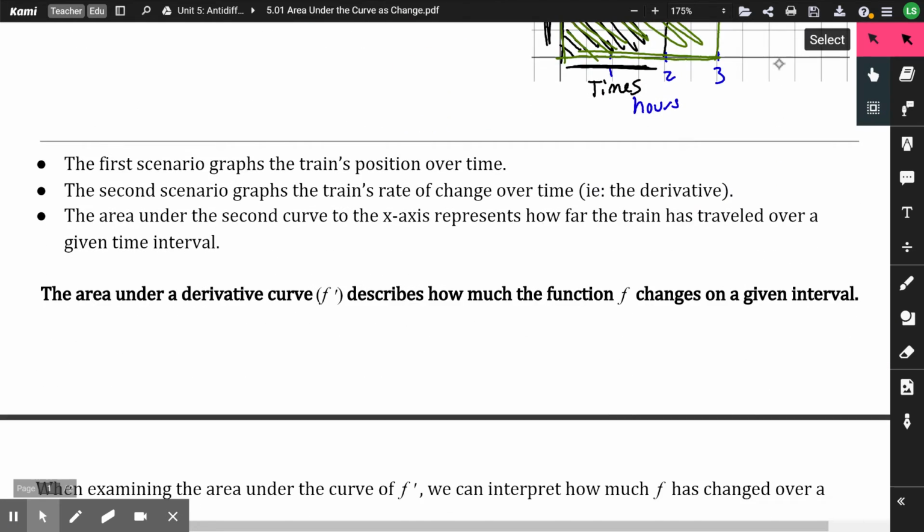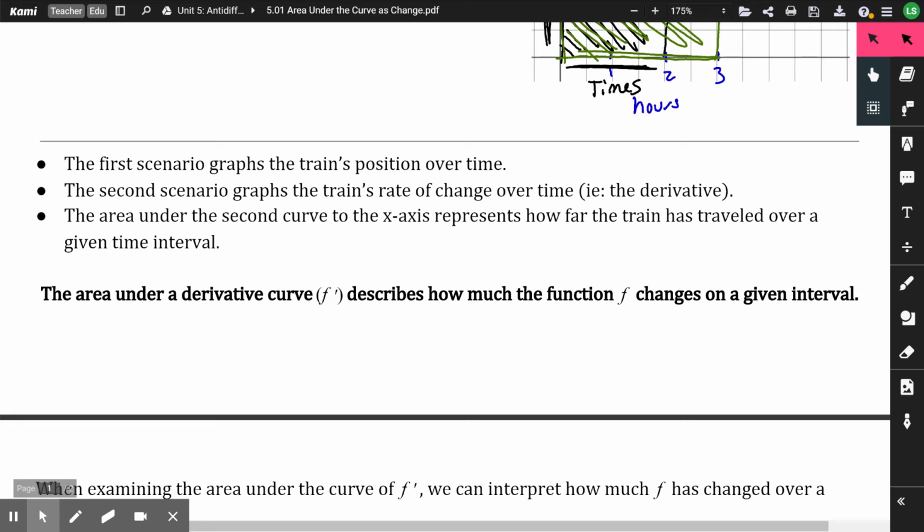So what does this mean for us? That first scenario graphs the train's position over time, and the second graphs the train's rate of change over time, which is essentially the derivative of your position. So then the area under the derivative curve represents how far the train has traveled over that given time interval.